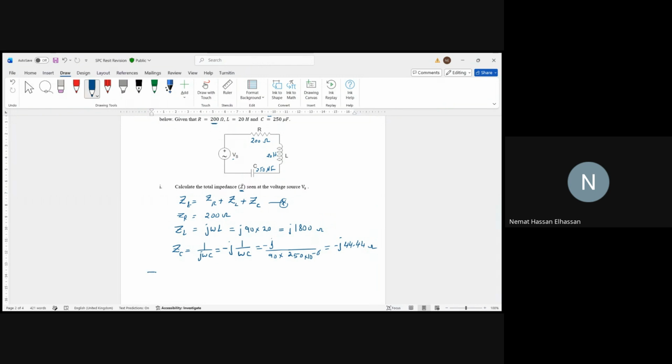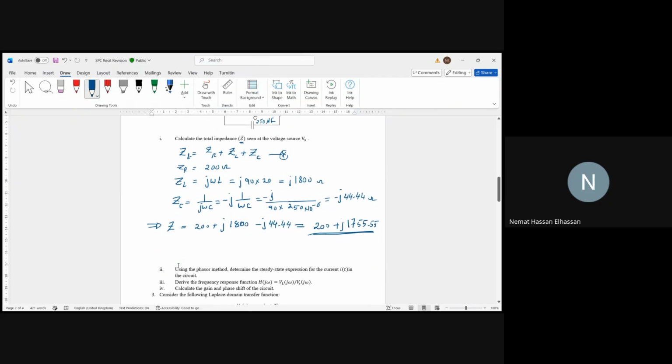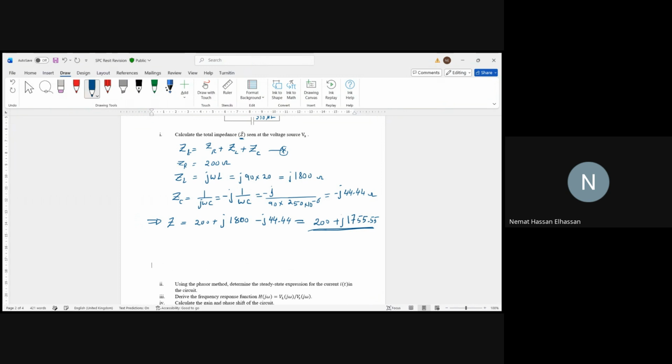So now that we have ZR, ZL, and ZC, we can substitute them in star. So we can say that the total impedance Z is equal to 200 plus j 1800 minus j 44.44, which is equal to 200 plus j 1755.55. So this is the impedance, but it's not the phasor. We just got it in a rectangular form. So what you have to do now is convert from rectangular form to polar form.